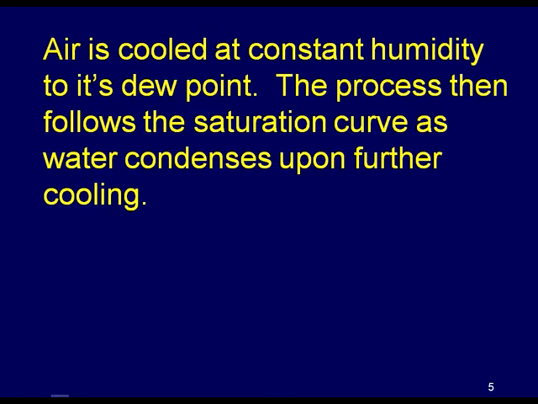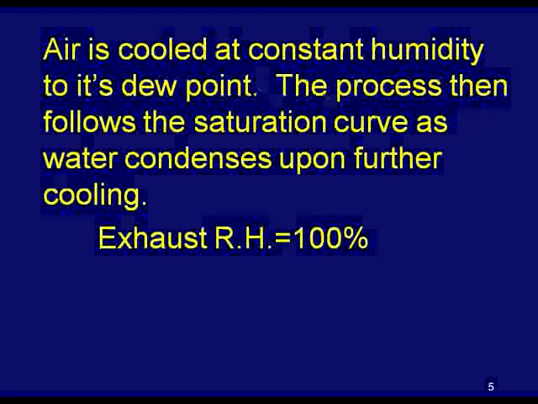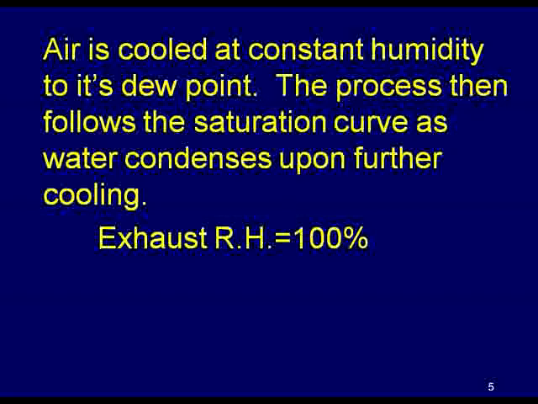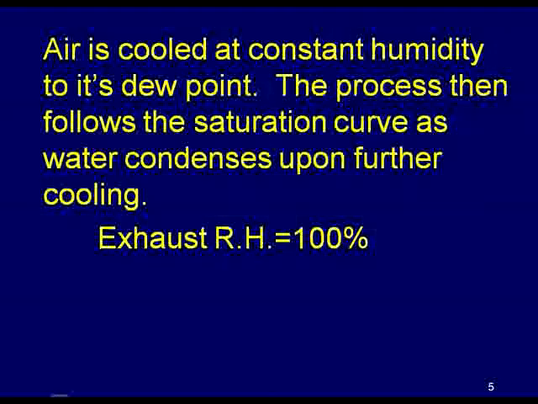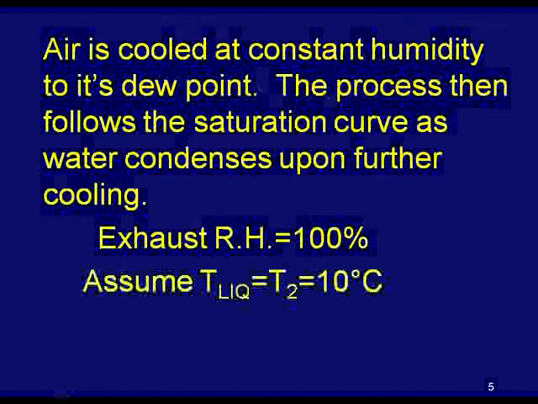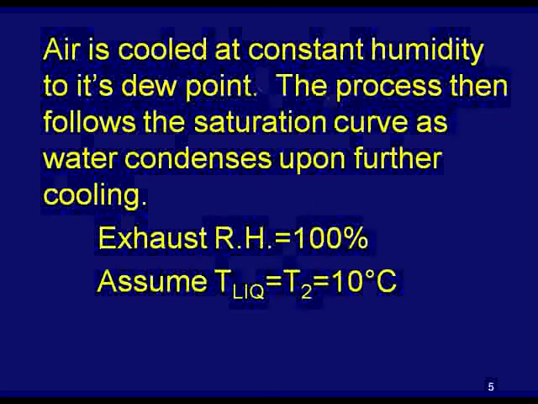First of all, air is cooled at constant humidity to its dew point, and then the process follows the saturation curve, as I mentioned before. Now we need to specify the exhaust relative humidity as 100%, because once it reaches saturation, it stays saturated as long as there's air and water in contact together. As you continue to cool it, it cools along the saturation line, so the exhaust relative humidity will be 100%. And we'll assume that the outlet temperature, T2, which we specified as 10 degrees, is the same as the outlet liquid temperature, coming off the coils of the evaporator.